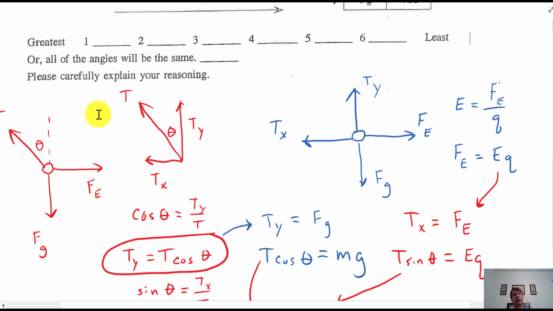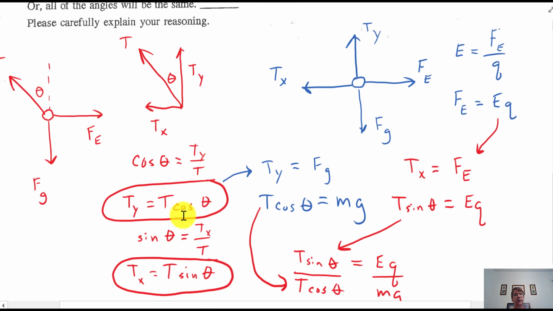But once again, following our basic rules for components, cosine of that angle is T sub y over T. So if you solve that for T sub y, you get T sub y equals T cosine theta. And likewise, using sine of theta, you get T sub x equals T sine theta.